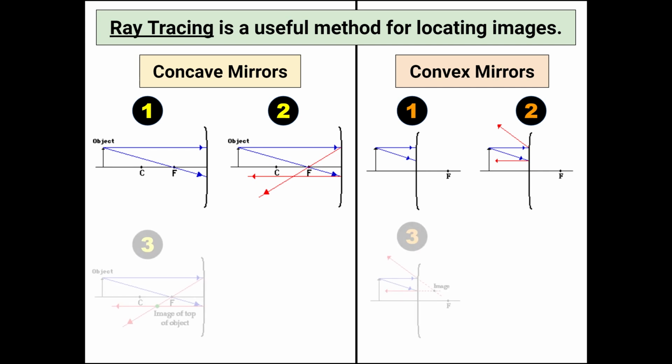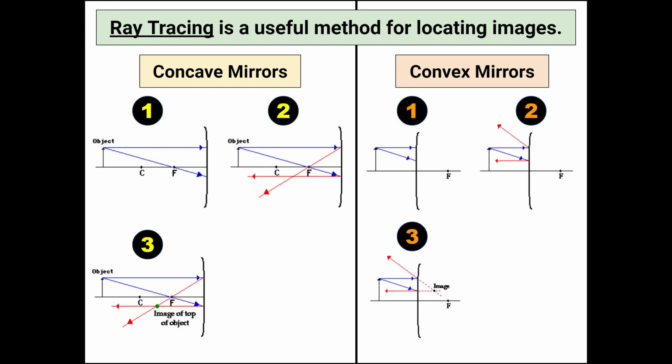Moving on to step 3, you look for the place where the rays of light meet back up, which in the case of the concave mirror on the left is that little green dot. That's a location where the rays that originated from the tip of the arrow have now met back up. So an image will be located somewhere around there.